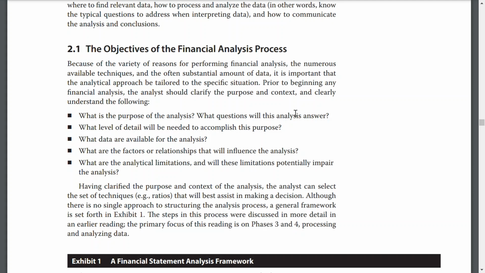Having clarified the purpose and context of the analysis, the analyst could select a set of techniques, e.g., ratios, that will best assist in making a decision.